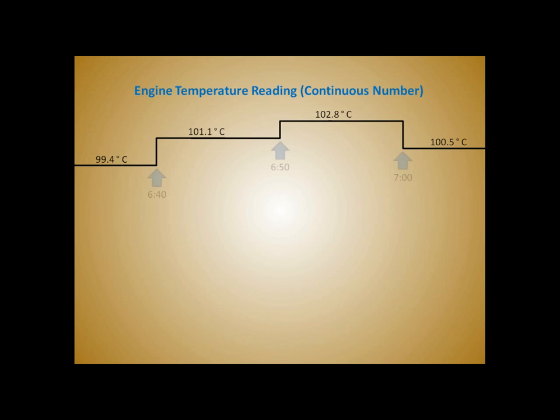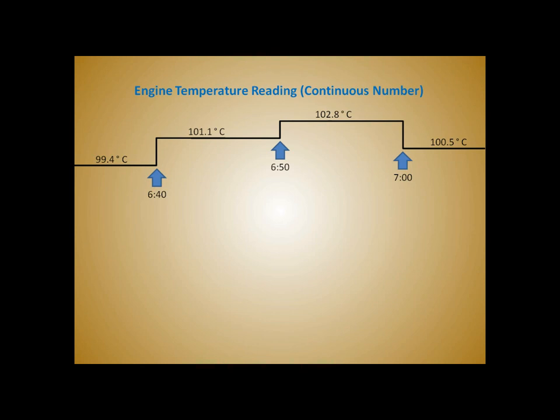While I'm driving my car around, the engine temperature fluctuates. Within the scope of this example, the engine started out running at 99.4 degrees, then at 6:40 the temperature was up to over 101 degrees. By 6:50 it had nearly reached 103 degrees, and at 7 o'clock it was back down to 100.5 degrees.